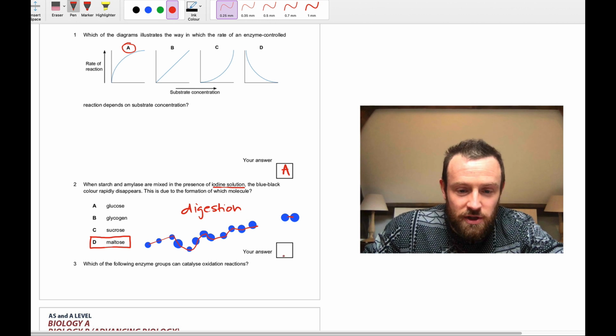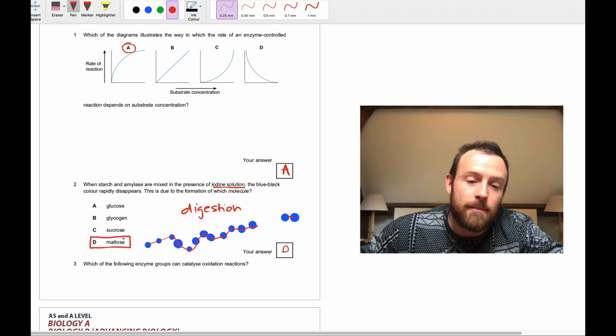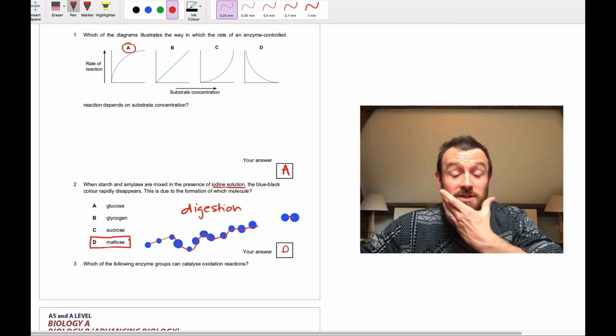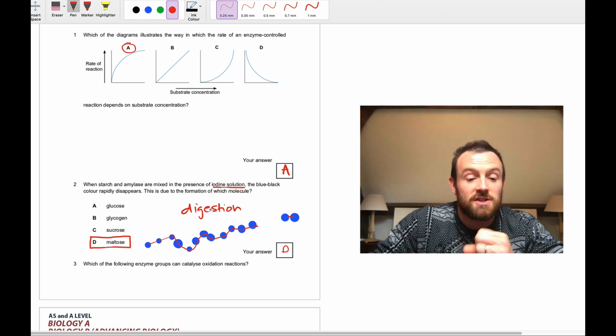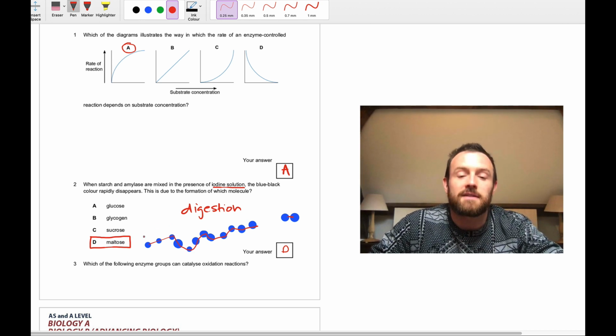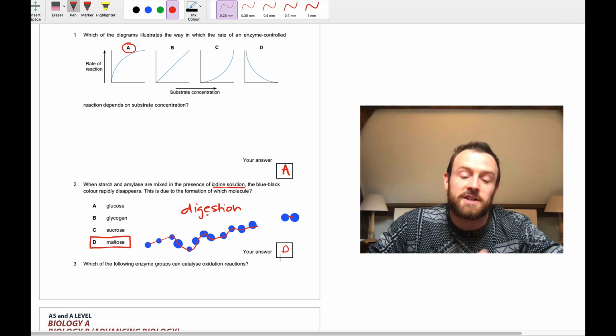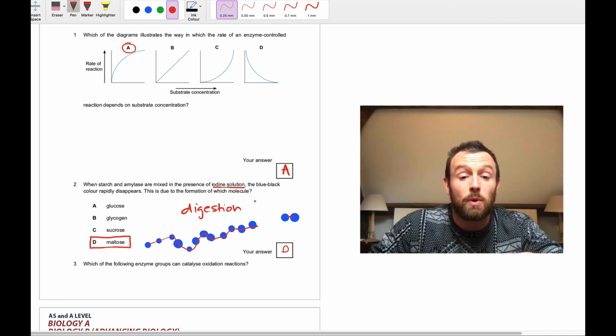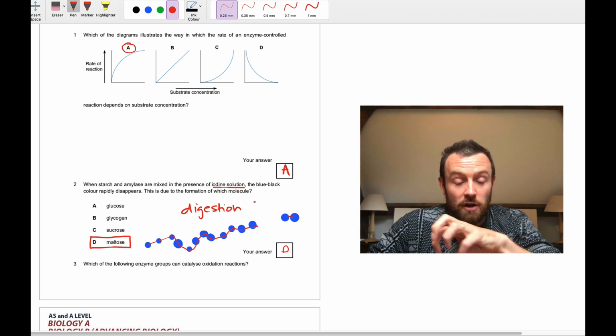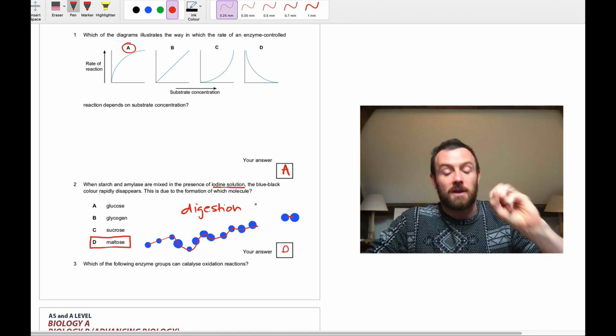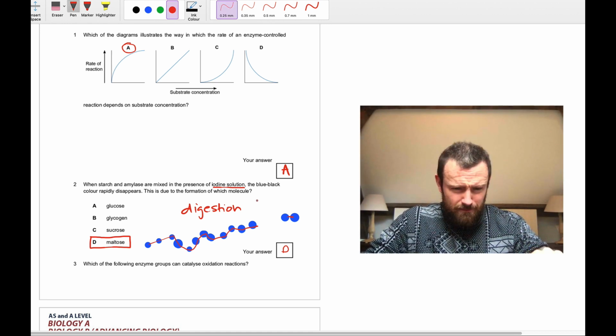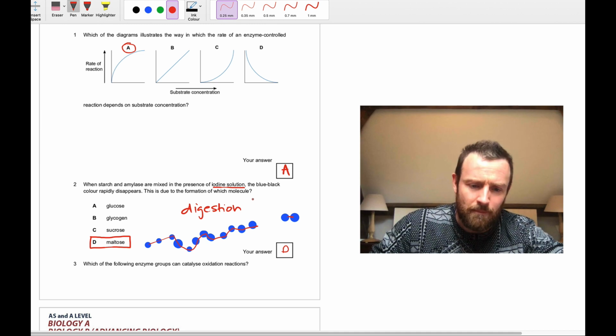Okay, so it's maltose. So amylase, salivary amylase in your saliva glands, digests starch into maltose, and then there's another enzyme later on in the digestive system in the small intestine called maltase that breaks down maltose into two molecules of alpha glucose. Okay, so that's something just to remember. It's a bit of a tricky one.